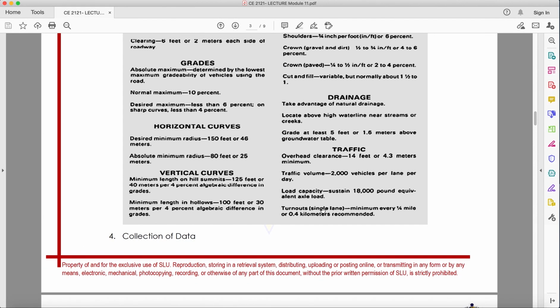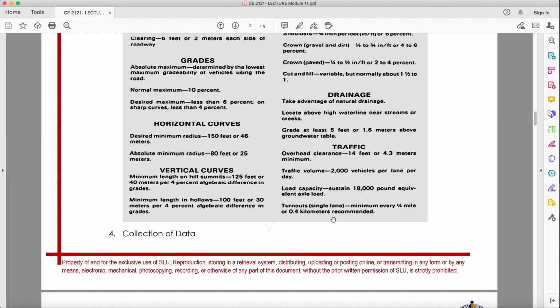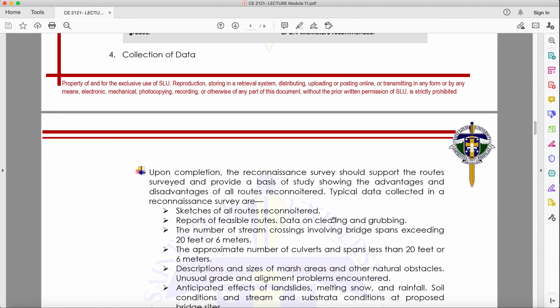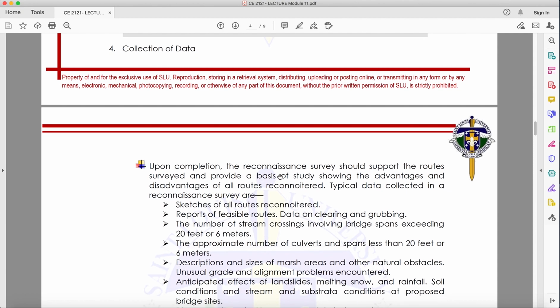And it turns out, for a single lane, a minimum of one every 1/4 mile or 0.4 kilometer is recommended. Now, for the reconnaissance survey, the collection of data: upon completion, the reconnaissance survey should support the routes surveyed and provide a basis of study showing the advantages and disadvantages of all routes reconnoitered, considered, or surveyed.